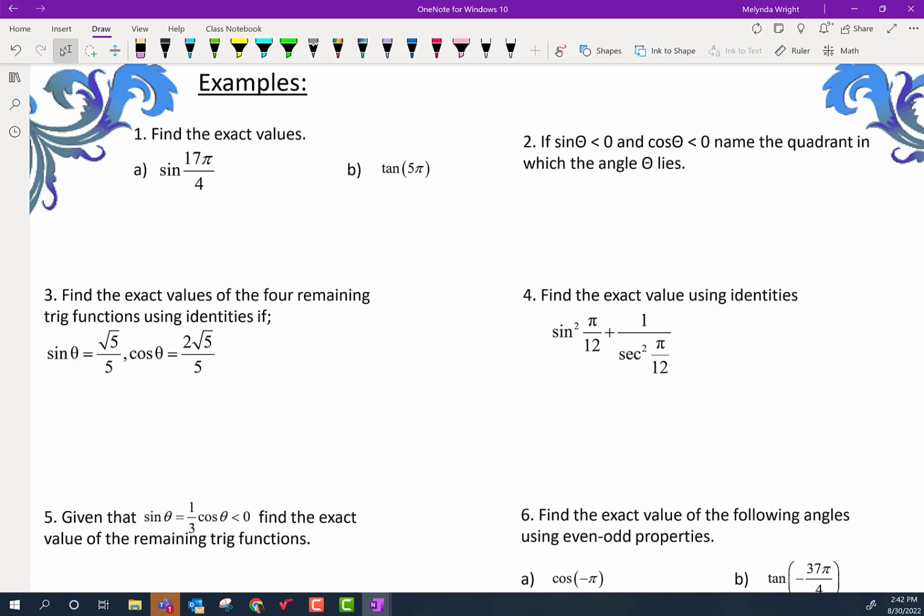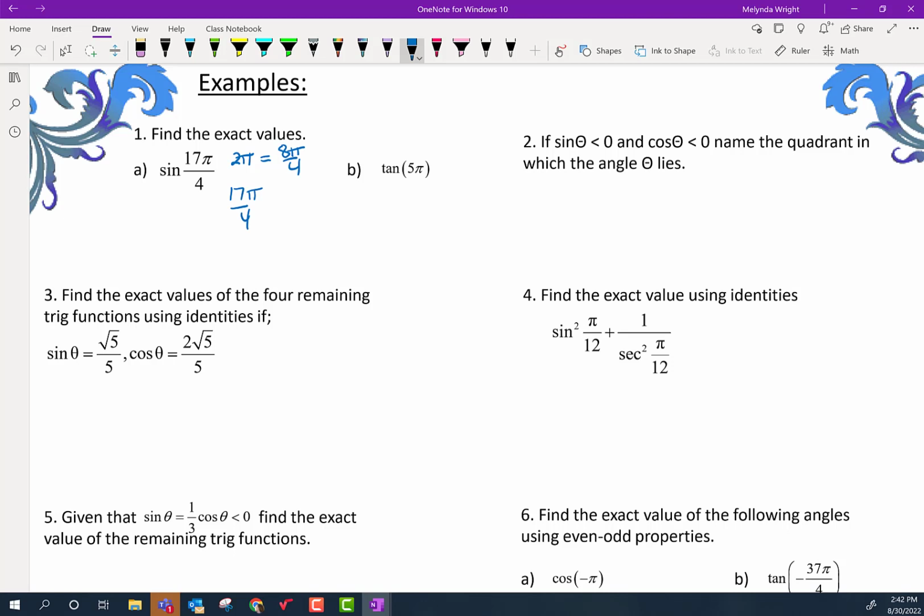So let's, first of all, 17 pi over 4 is way too big. There's a bunch of rotations on there. We know that sine has a period of 2 pi. And I know that if I take 17 pi over 4 and I get rid of all the rotations, that's going to be helpful. But it's in fourths. So what I should really do is think about 8 pi over 4. So how many times could I take 8 out of 17? Twice, right? Because 8 and 8 is 16.